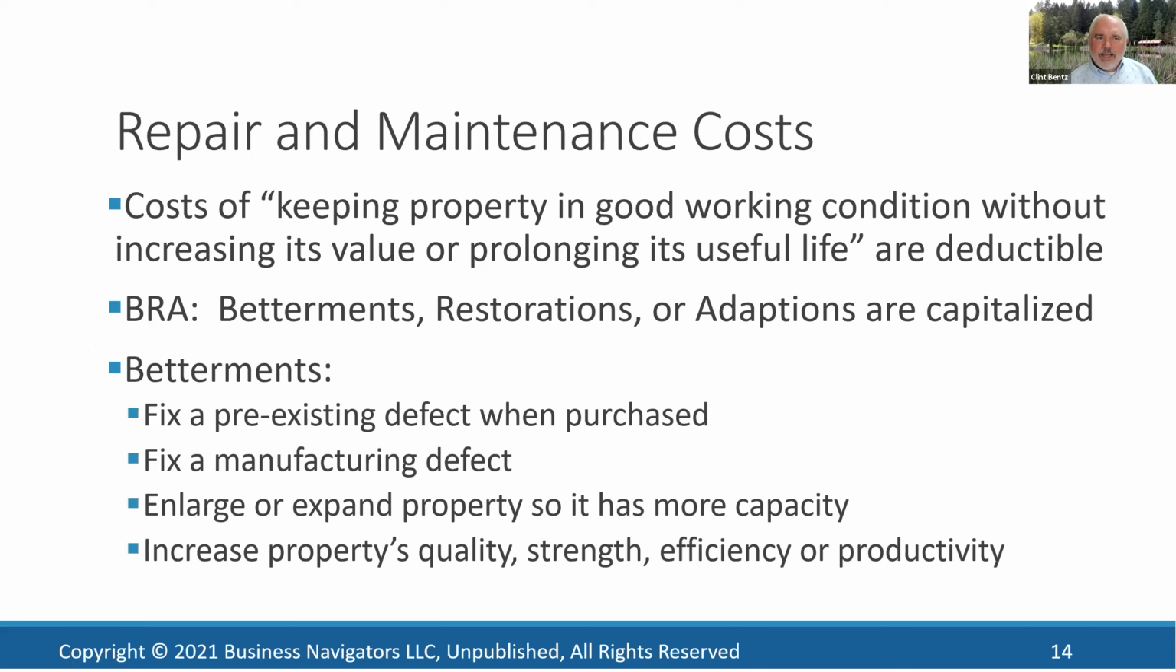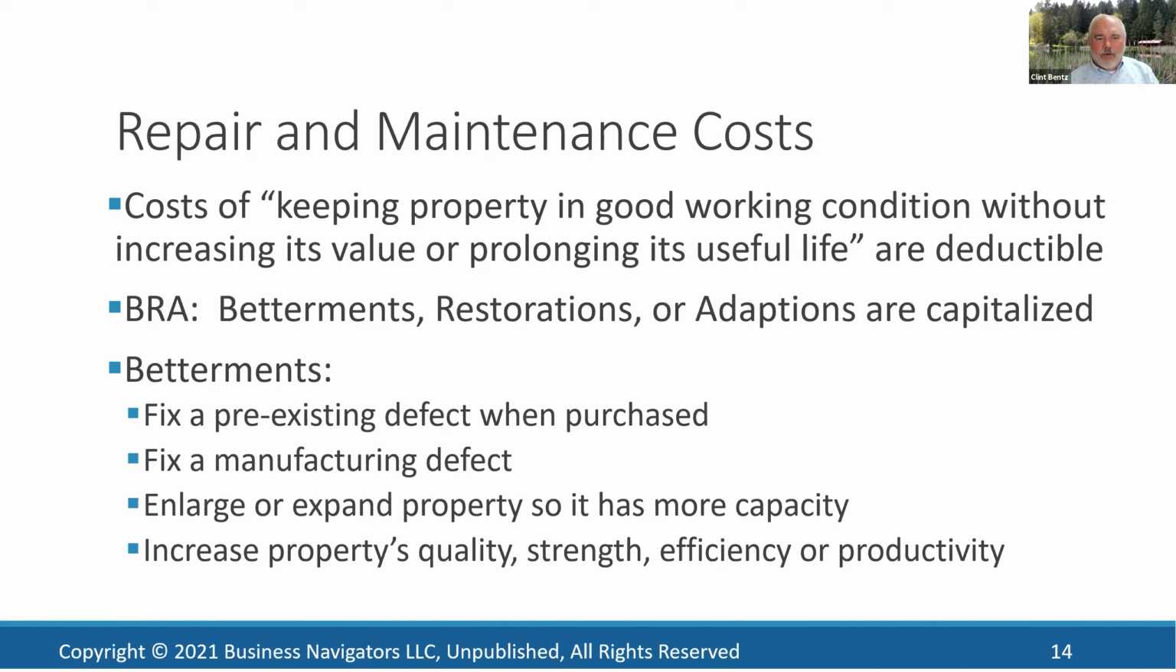We have 3 kinds of repair and maintenance costs that are not deductible. They are required to be capitalized. We call them the BRA, the B-R-A: betterments, restorations, and adaptations. So what are these three things? Again, I'm flying at about 30,000 feet over 300 pages of regulations, so if you have questions, you really need to talk to your tax professional to get some help here.